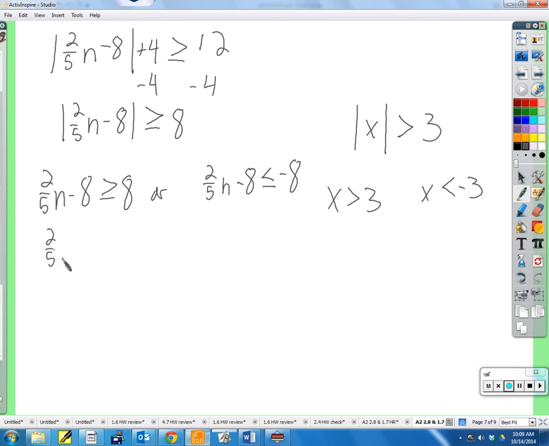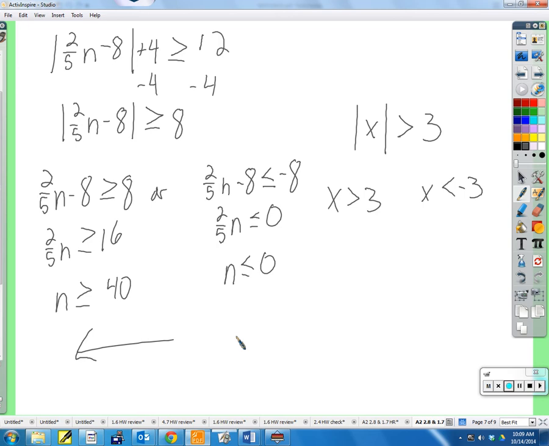2/5 n is greater than or equal to 16, multiplied by 5/2, n is greater than or equal to 40. We'll add it to both sides, and 2/5 n will be less than or equal to 0, so n is less than or equal to 0. It asks us to graph it. So start with 0 and 40, so we know we're going to have 0 here, 40 way over here.